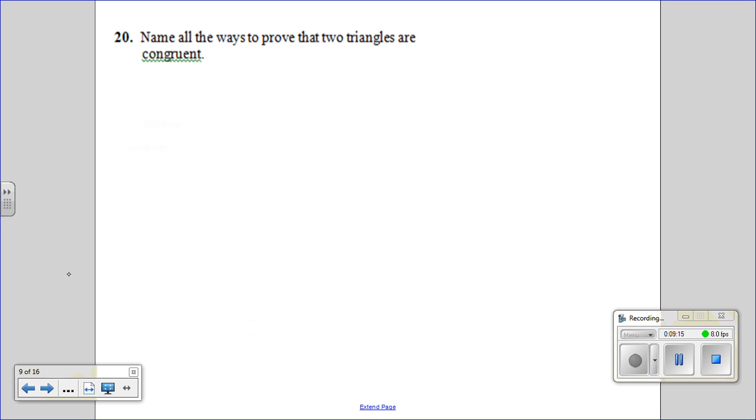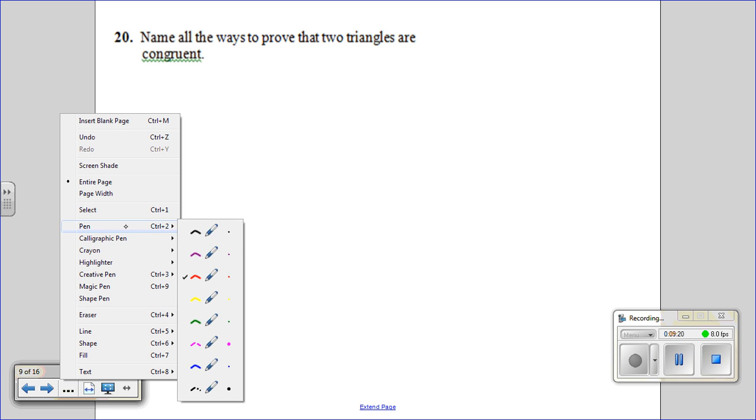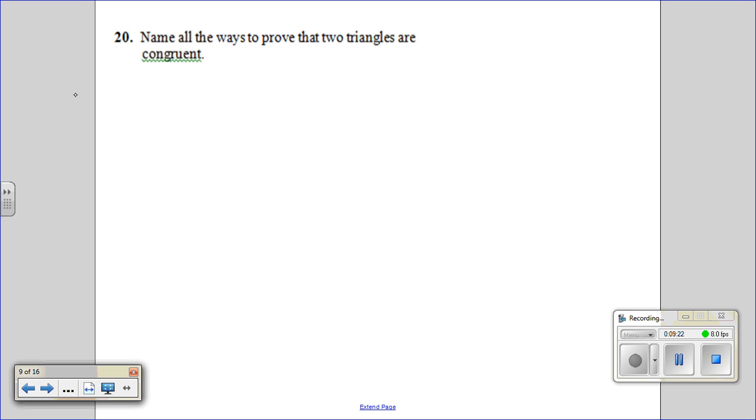Number 20 would like for us to name all possible ways to prove that triangles are congruent. So I will list them and then provide a description of each. So the first one is side, side, side. Second one would be side, angle, side. Third, angle, side, angle. Fourth, angle, angle, side. And fifth, hypotenuse leg.